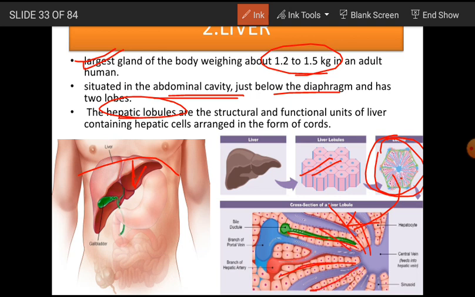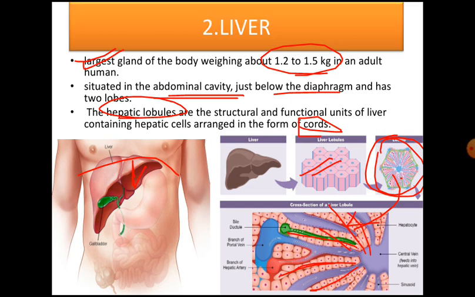And these hepatic cells are arranged in the form of cords. So this is a very, very important point. Liver has hepatic lobules. That is the structural and the functional unit of the liver. And if you take an individual hepatic lobule, you can see the hepatic cells arranged in the form of cords. Now let us talk about the next gland.